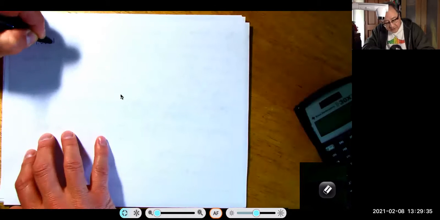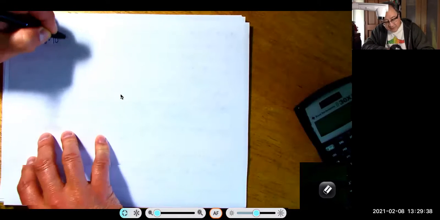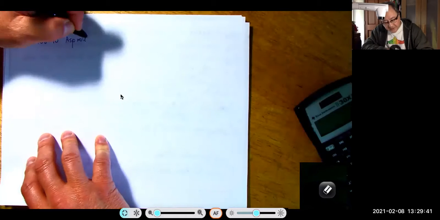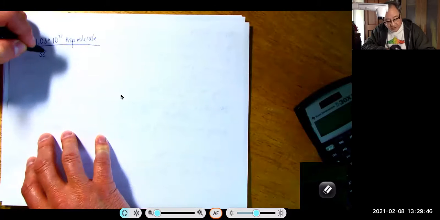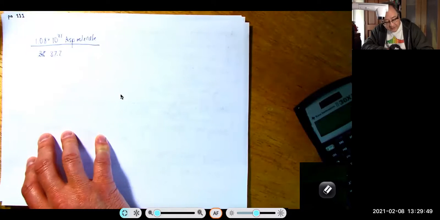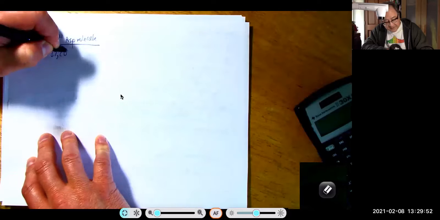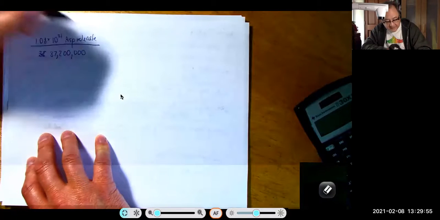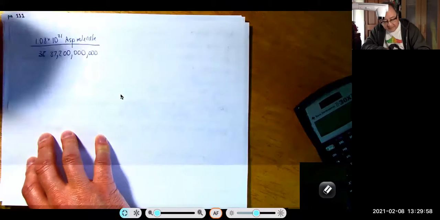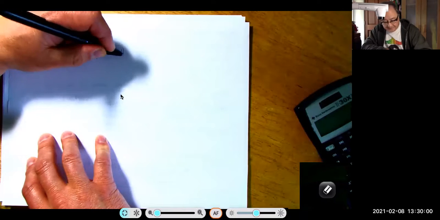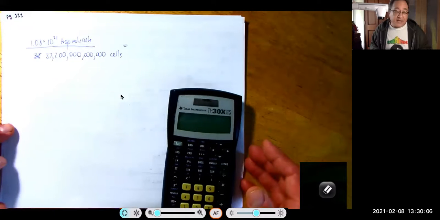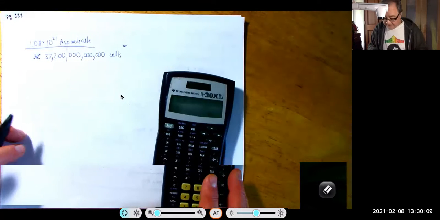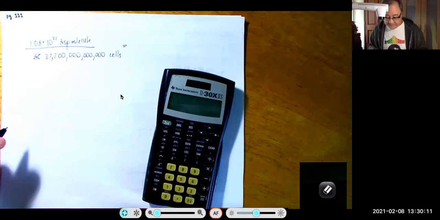So we have 1.08 times 10 to the 21 aspirin molecules being used by 37.2 trillion cells. So that would be million, that would be billion, and that would be trillion cells. So let's find out how many molecules each cell gets when you take a tablet that has 324 milligrams of aspirin. Okay.